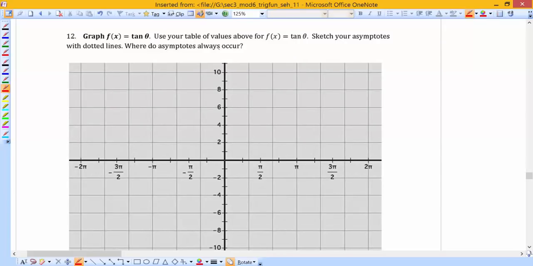You're welcome to graph tangent if you want to. You can type this into Desmos. You could actually use your unit circle. What is the tangent at pi over 2? What is the tangent at pi? What's the tangent at 3 pi over 2? What's the tangent at 2 pi? You're welcome to challenge yourself.